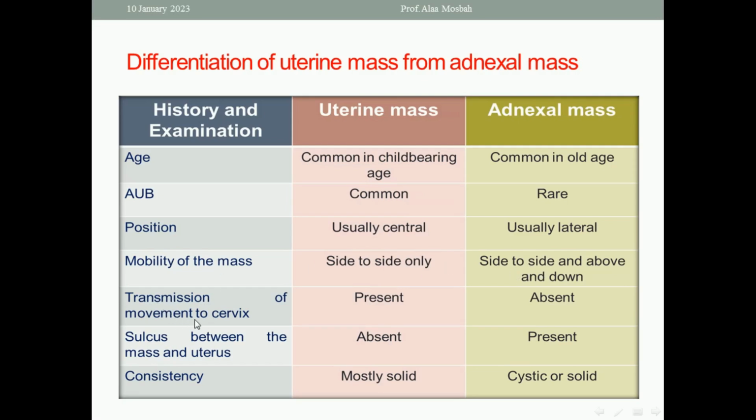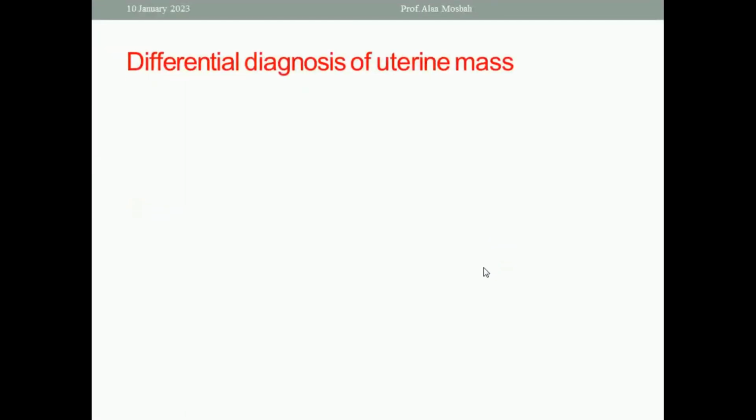Transmission of the movement of the mass to the cervix is present in uterine mass but not in adnexal mass. There is a sulcus between the mass and the uterus in case of adnexal mass but not uterine mass. Consistency is mostly solid in uterine mass, cystic or solid in adnexal mass but more commonly cystic. This is the complete answer of how to differentiate clinically between uterine mass and adnexal mass.